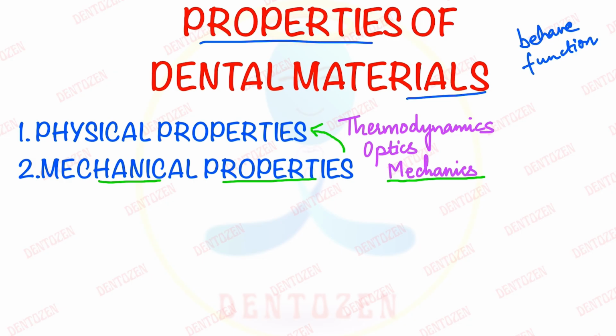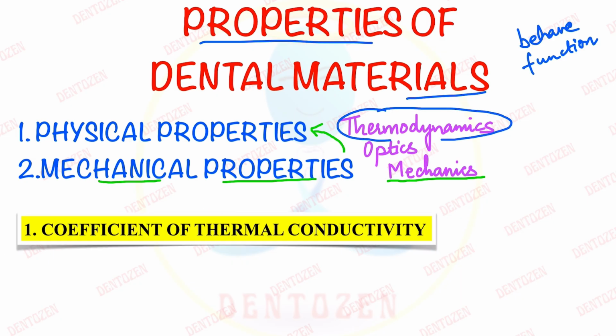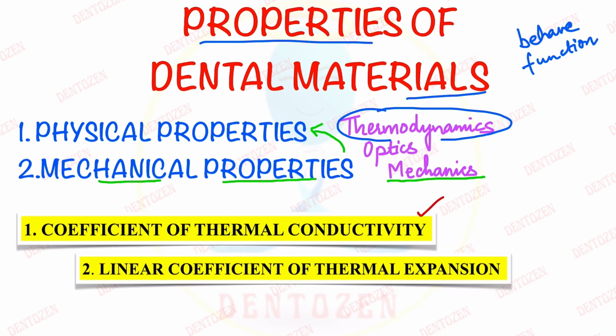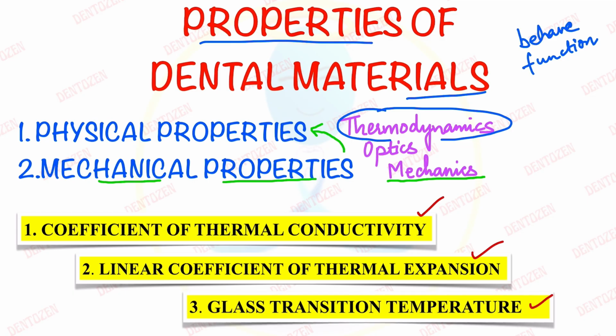So in today's video, we are going to talk about the three properties which are based on the laws of thermodynamics, that is thermal changes. These are coefficient of thermal conductivity, coefficient of thermal expansion, and glass transition temperature. Now these three can come as short notes for your exam.